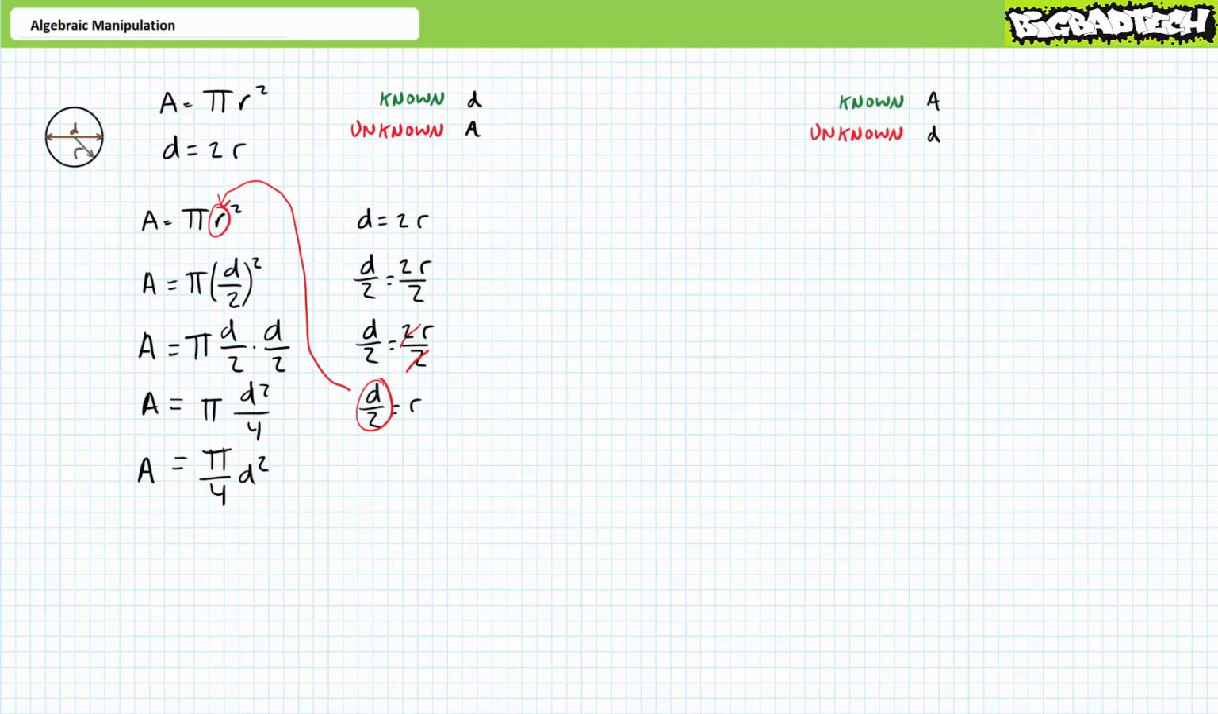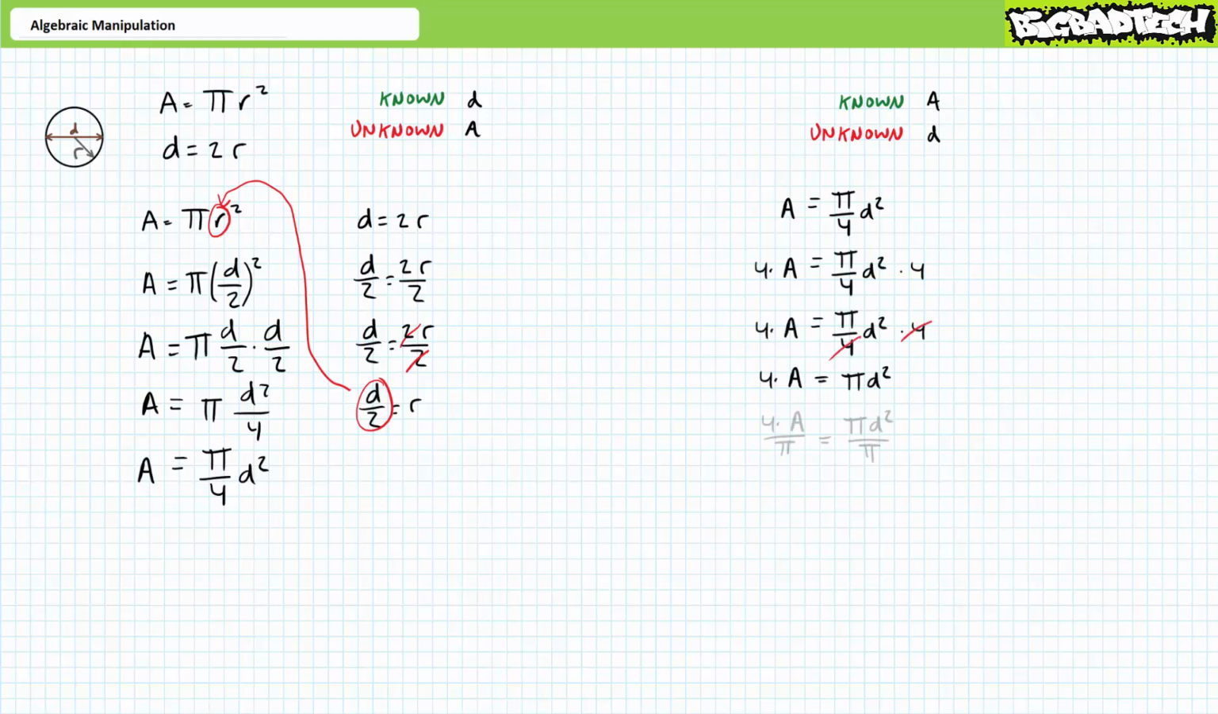Lastly, we're being asked to solve for unknown property D, given known property A. Given we previously demonstrated that A equals pi over 4 times D squared, multiply both sides by 4. 4 cancels out on the right. Divide both sides by pi. Pi cancels out on the right, leaving us D squared equals 4 times area divided by pi.